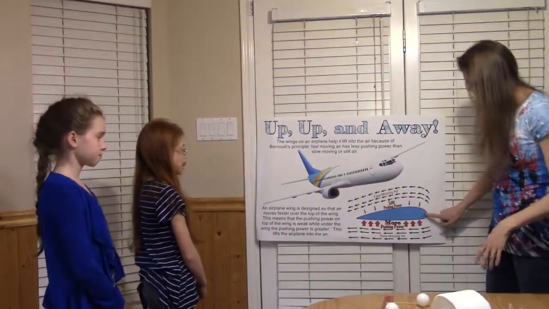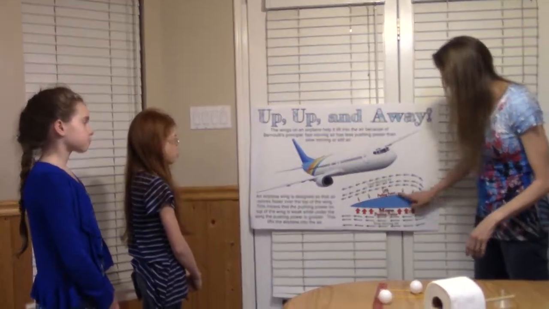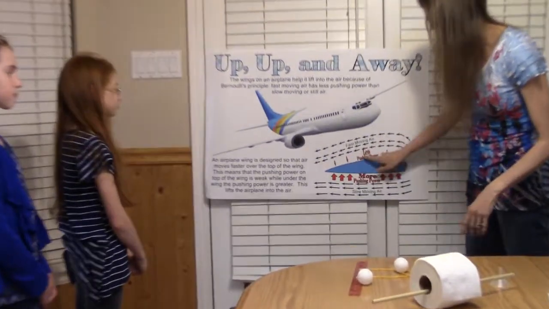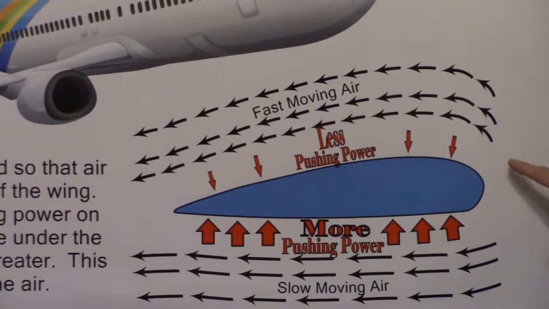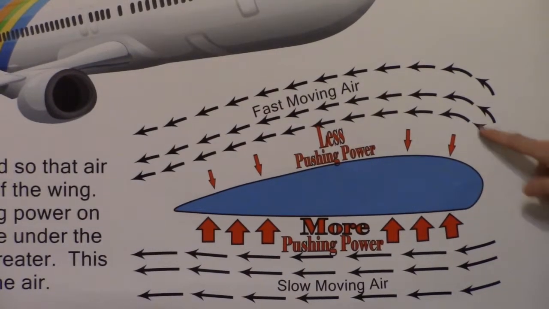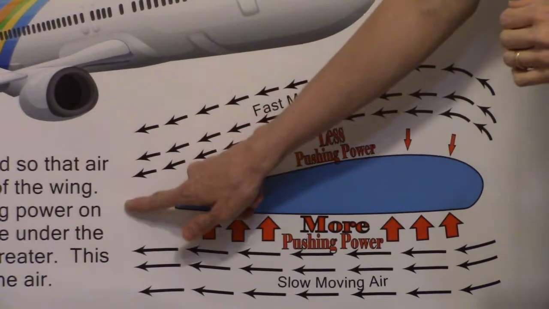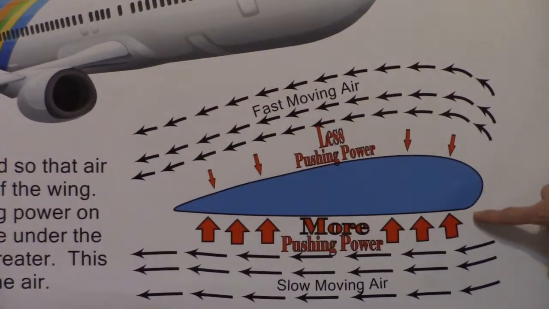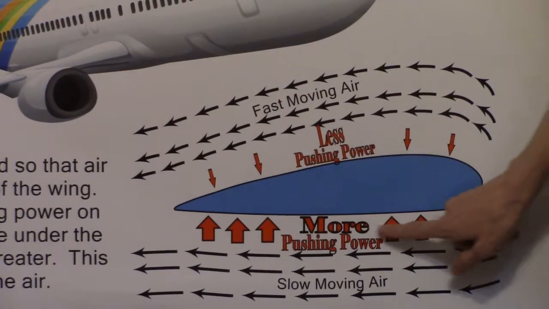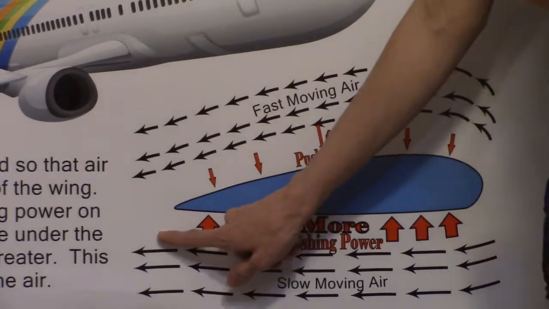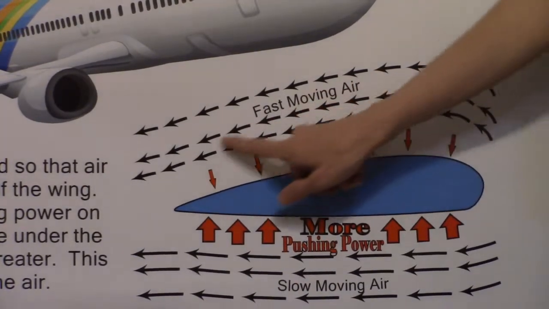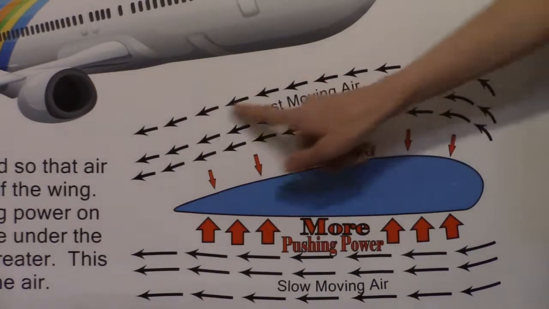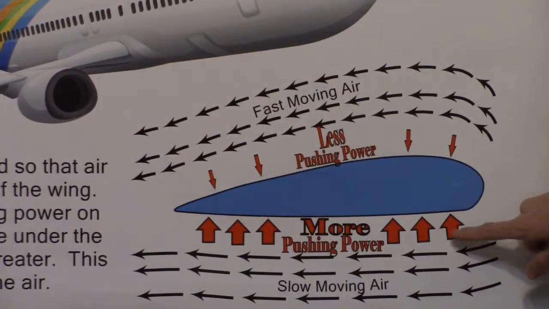Airplane wings are designed like this. They've got a bigger curve on the top, more straight on the bottom. Because of that, air on the top has to move a lot faster to get all the way around, versus air on the bottom, it can move more slowly to get to the back of the wing. So which air do you think is moving faster? The one that has further to go in the same amount of time or the one that has not as far to go?